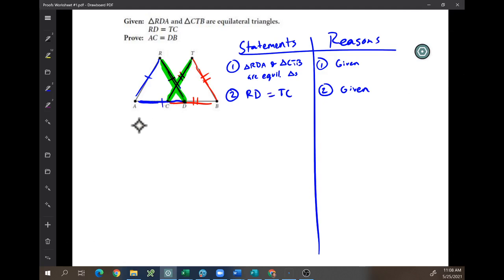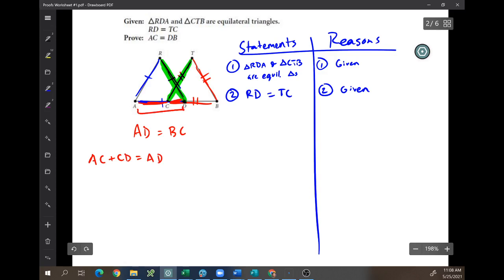Well, I can't get AC right now, but I could get AD and BC, because AD is part of the blue triangle, BC is part of the red triangle. And this is a little bit tricky, but once I know that, then I can use the angle addition postulate. AC plus CD would equal AD, like this little part plus this little part equals the whole. And then I could get BD plus CD equals BC, doing this little part and this little part. This is kind of a confusing one.